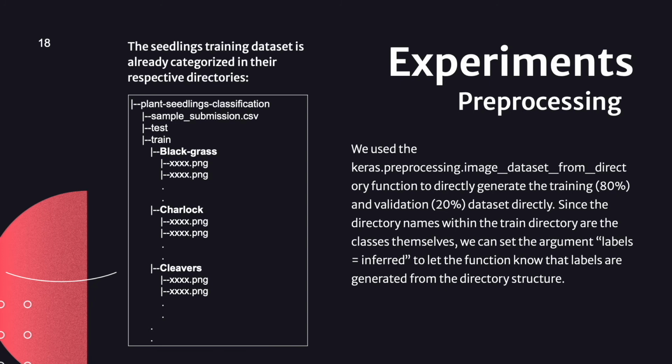Since the seedlings training dataset is already categorized in their respective directories, we can make use of the Keras built-in function to directly generate the training and test datasets, which are 80% and 20% respectively. Since the directory names within the train directory are the classes themselves, we can set the argument labels equals to inferred to let the function know that labels are generated from the directory structure.